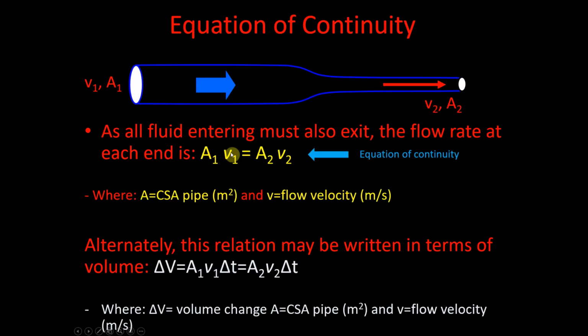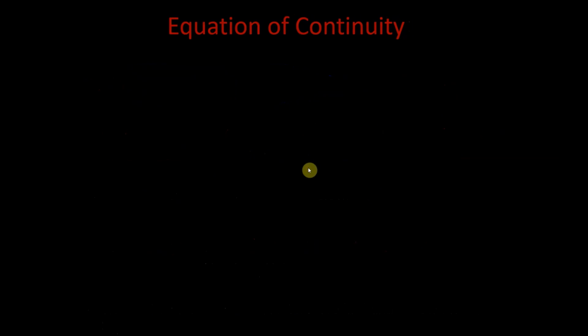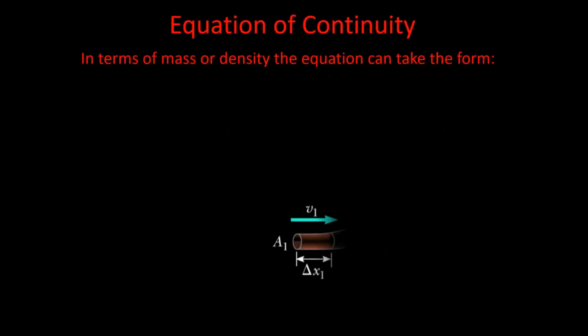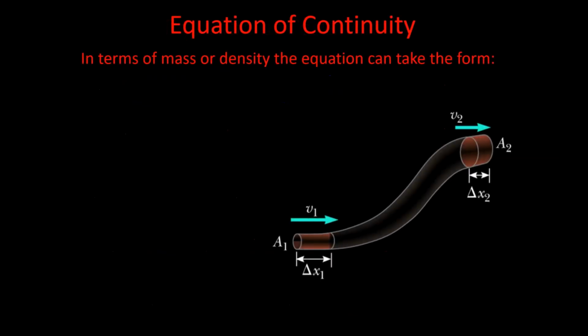This equation, A1 V1 is equal to A2 V2, is referred to explicitly as our equation of continuity. So if we talk about the equation of continuity again, this is what we're talking about. So here's the typical situation in terms of using the equation of continuity. Here we have an area A1 and a velocity V1, and an area A2 with velocity V2.